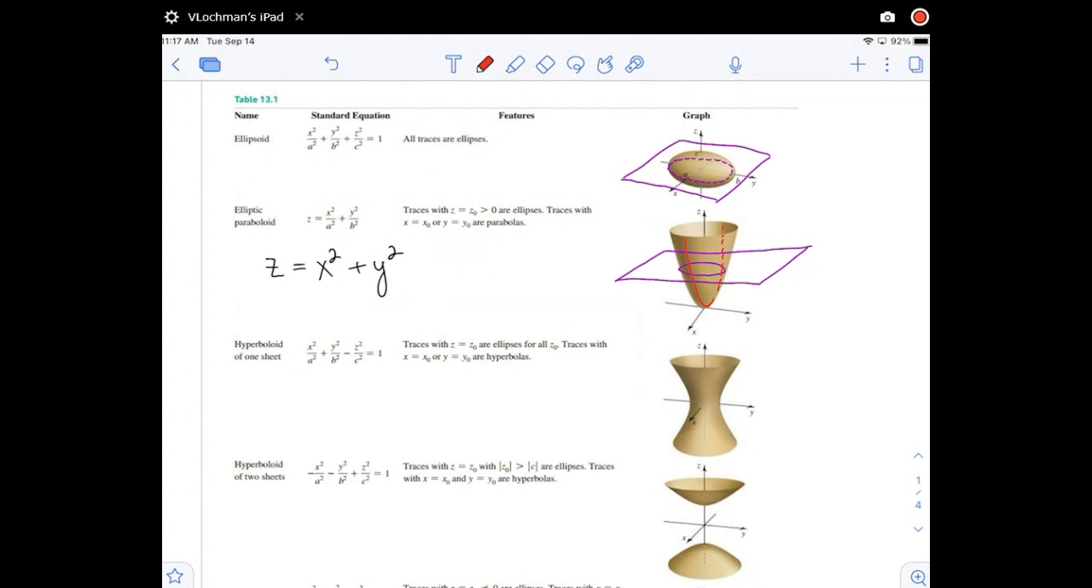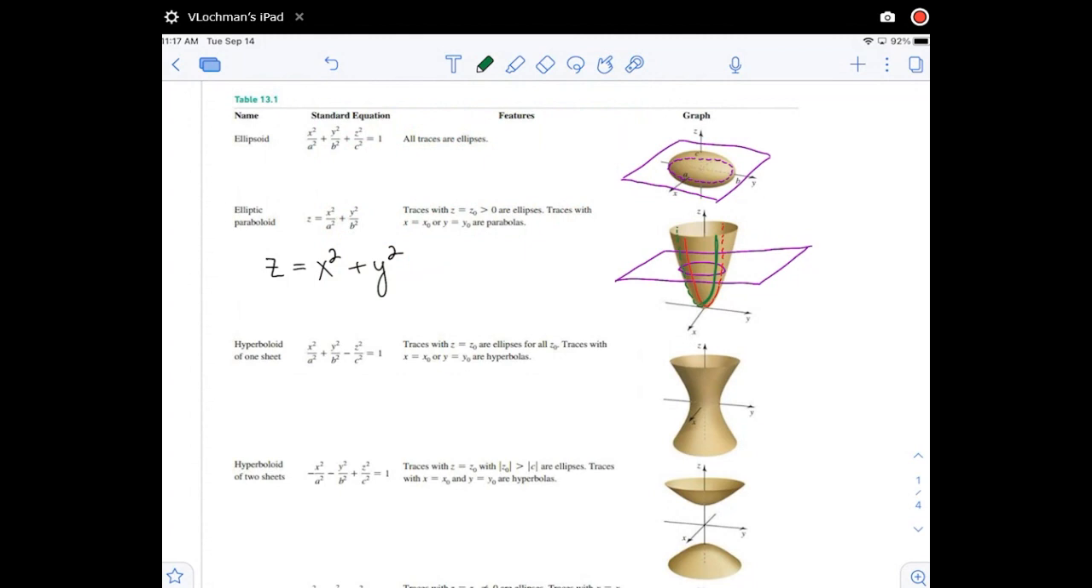Imagine you picked x is equal to some value, right? So where would that be? That would be somewhere here. So that's the one in green. That's my trace if I were to cut it with x is equal to some value. All right. So that's the elliptic paraboloid.